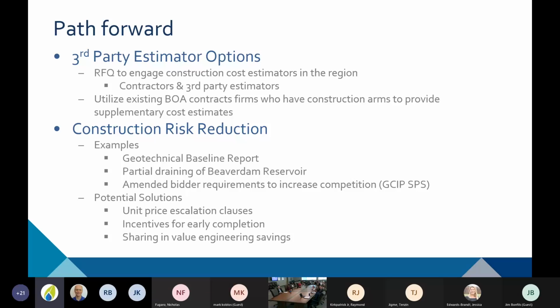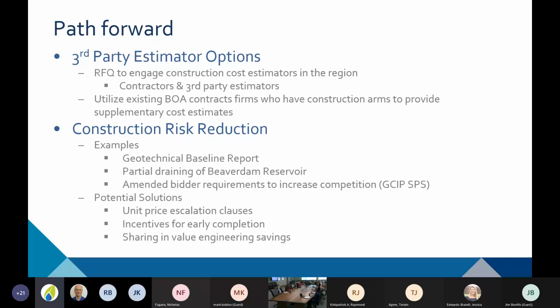There are two or three options really in general for us right now. We can look at bringing on a contractor or a third-party estimator, but we'd have to go through an RFQ process, a solicitation, to be able to find those folks. So that's going to take some time. There are some pros and cons to either of those, and that's what we'll look at. The other option that we have more readily available to us now is that some of our BOA firms actually have contracting arms. So they're engineers, but they also have a construction component to their business.